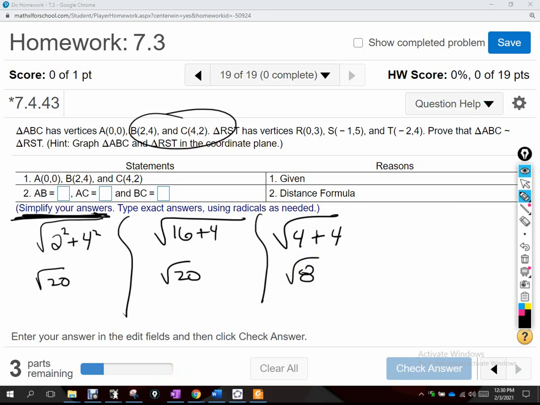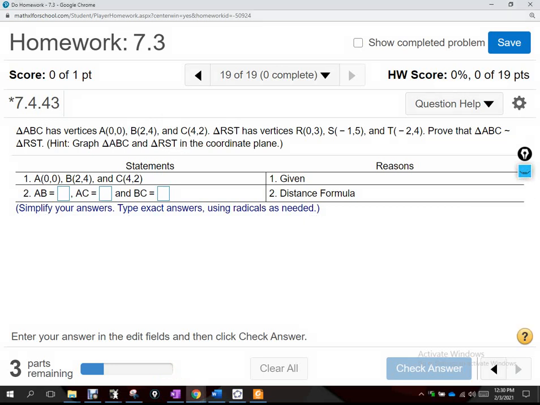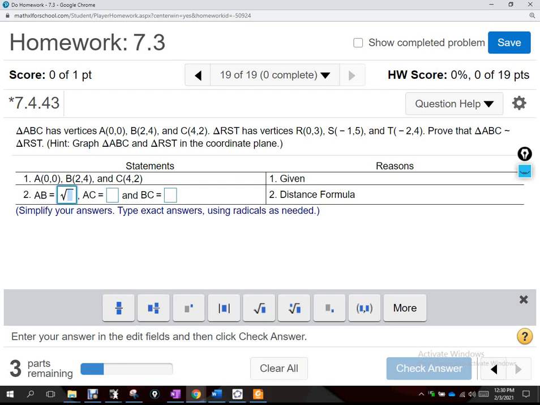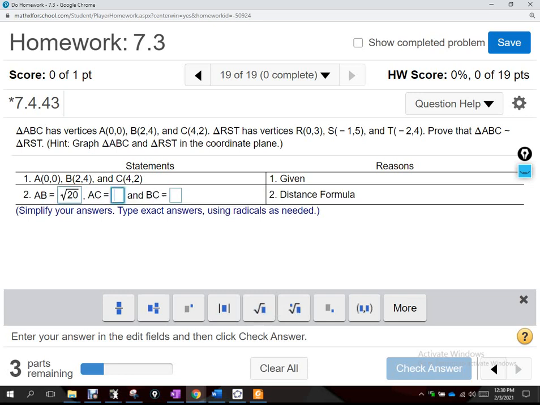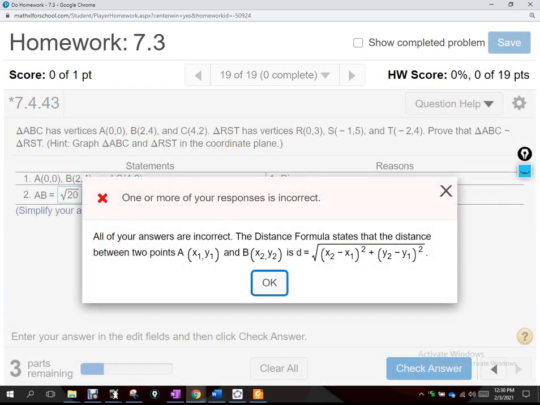Okay, so if I were to type these in, and I think this is a lot of times where people get themselves in trouble, is that they don't read the directions. They type in radical 20. Radical 8. Done everything right so far. Check answer. Tells them they're wrong. Okay. The feedback here is not all that great.